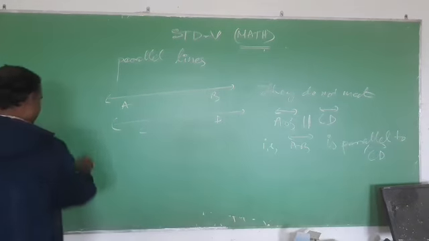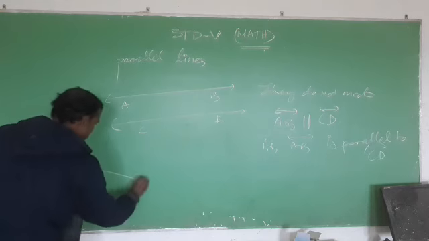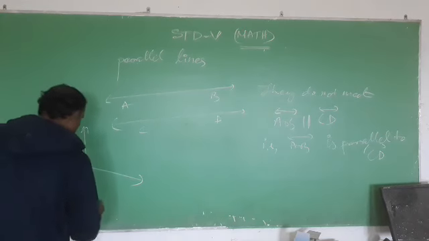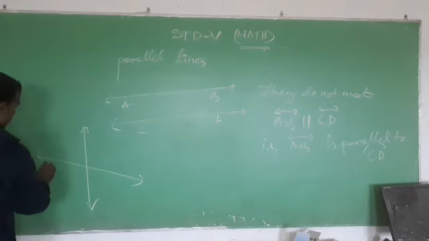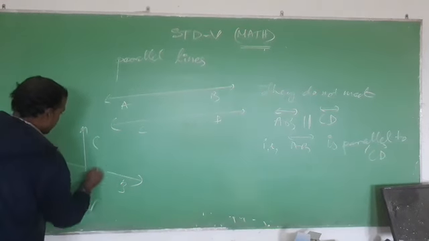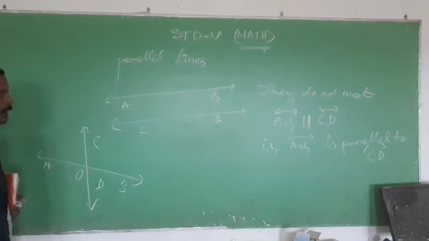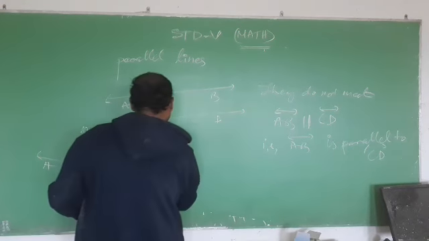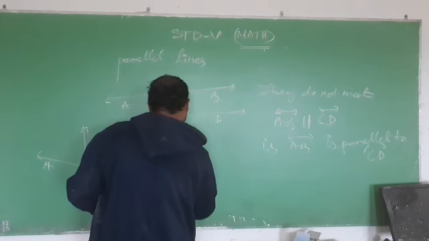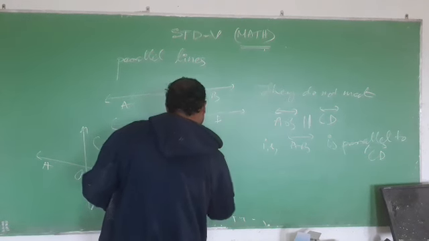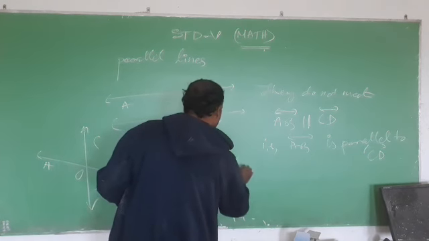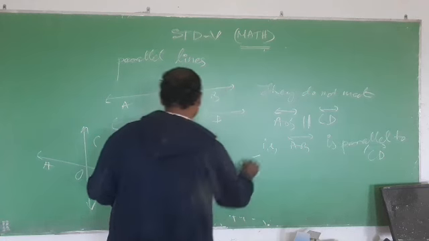And when they meet at a point, suppose these are A, B, C, D, they meet at point O, they are called intersecting lines.